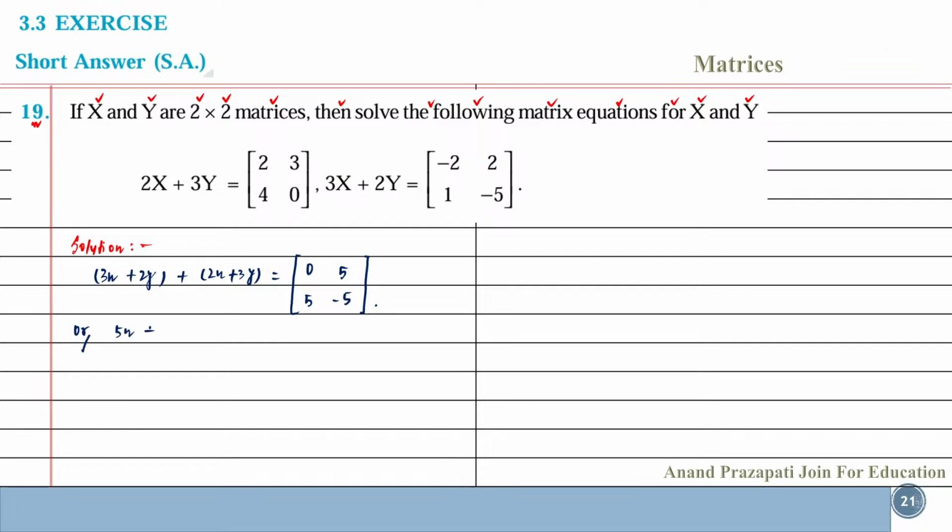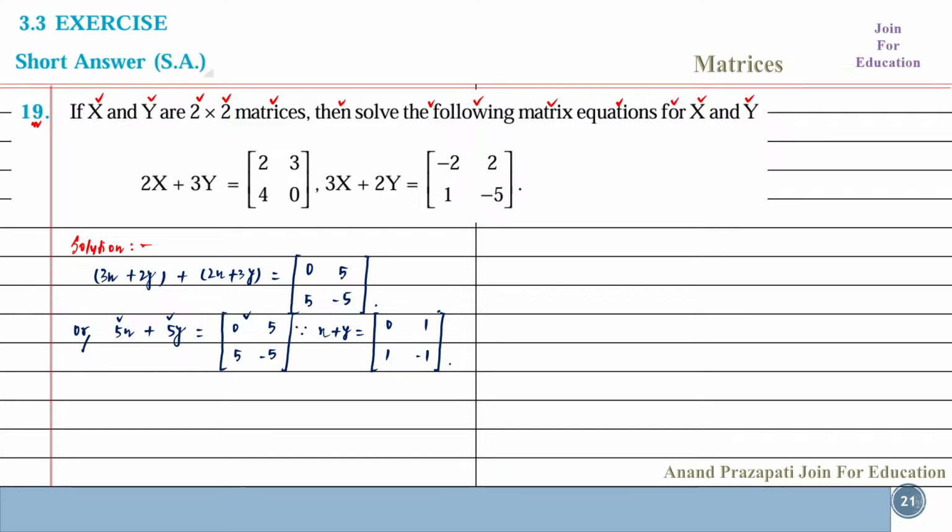Therefore here will be 5x plus 5y will be 0, 5, 5, minus 5. Therefore x plus y equal to each element of this matrix divided by 5. Then we get 0 by 5 equal to 0, 5 by 5 equal to 1, 5 by 5 equal to 1, minus 5 by 5 equal to minus 1. So we can succeed to find out the value of x plus y.